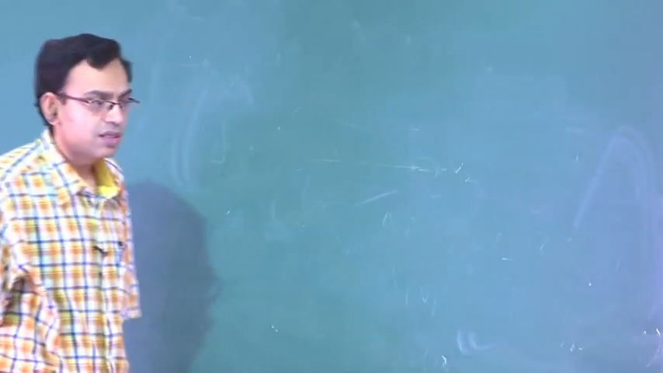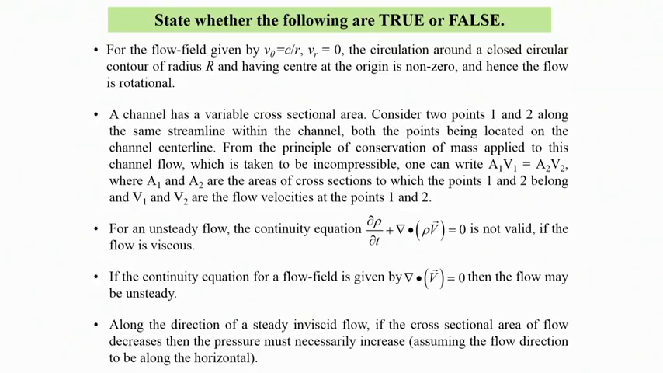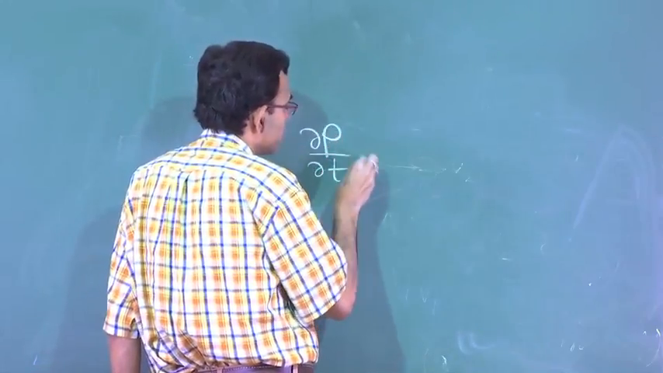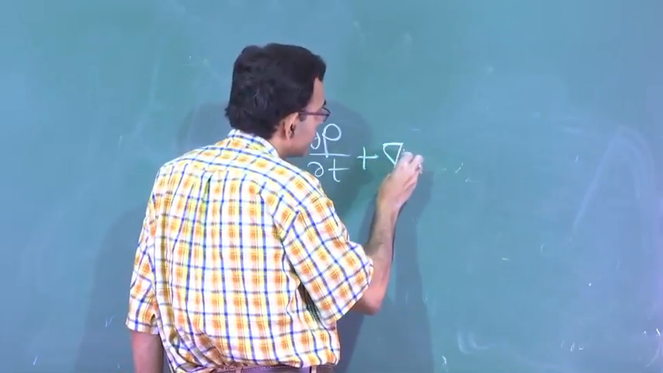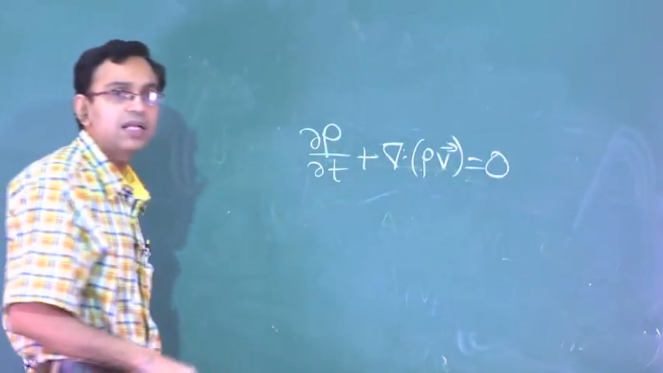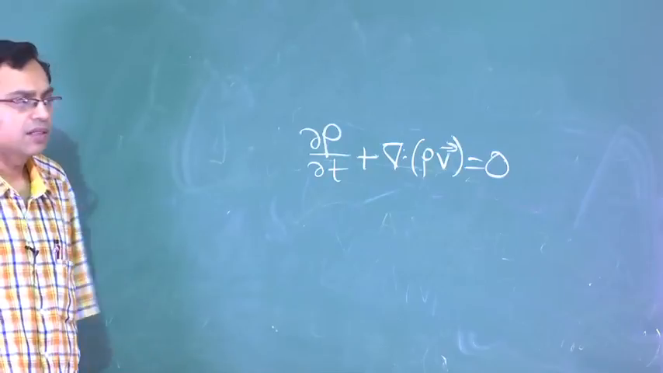If you look into the screen, for an unsteady flow, the general continuity equation is not valid if the flow is viscous. So, this is a straightforward question. The claim is that this equation is not valid if the flow is viscous. So, this is clearly irrelevant and false.